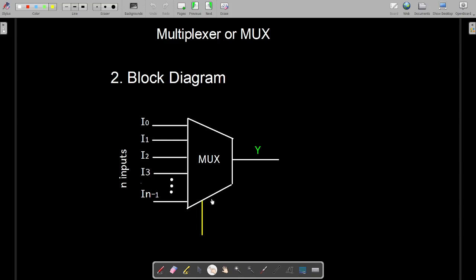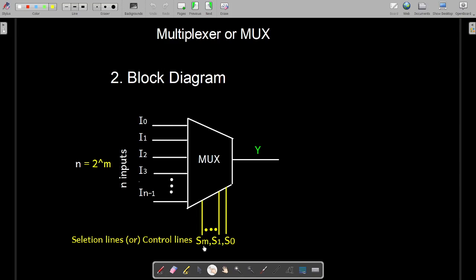There are m number of selection lines. We name them as S0 to Sm. The relationship between selection lines and the input lines is given as n equal to 2 power m, where m is the number of control lines or the selection lines and n is the number of input lines.